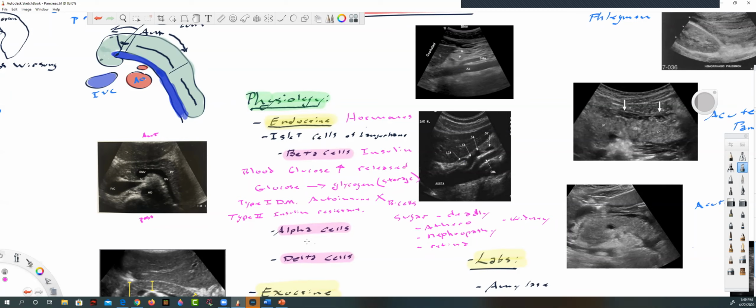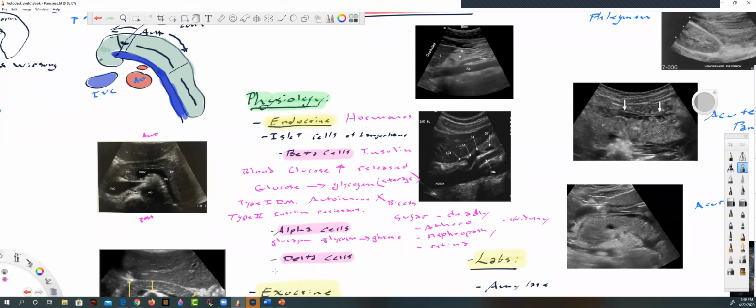Okay. Alpha cells, they create glucagon. Alpha cells create glucagon. That does the opposite. So when blood glucose is too low, glucagon converts glycogen back to glucose, so we could actually use it. So you don't want your sugar too low, otherwise you'll get the shakes and you'll feel weak because you don't have enough energy in your blood feeding your muscles.